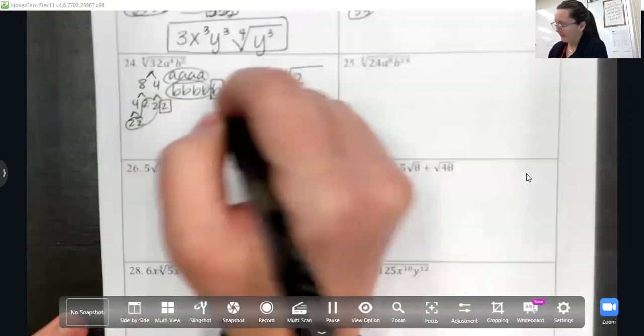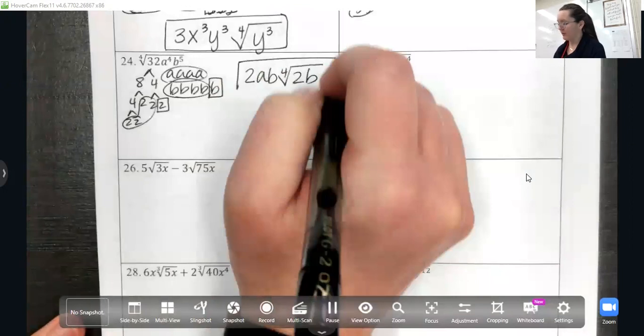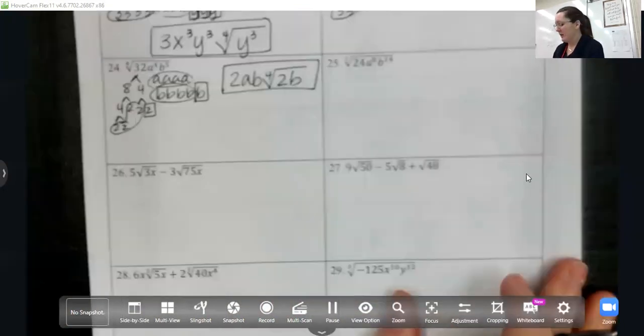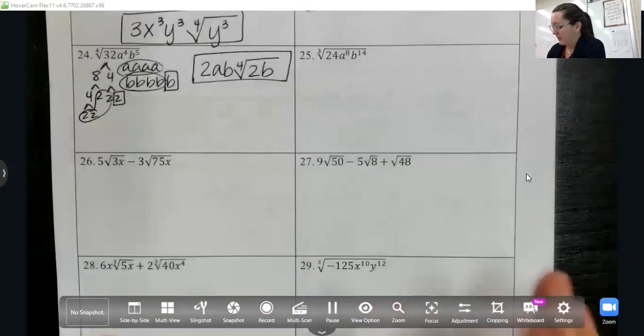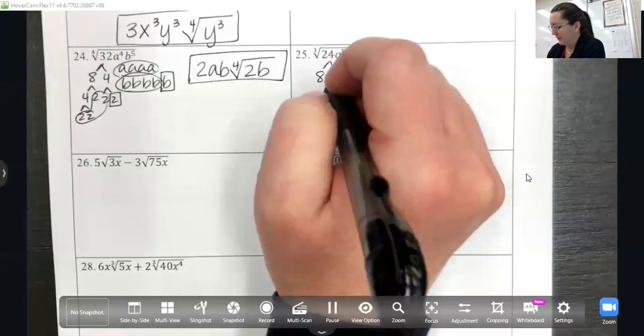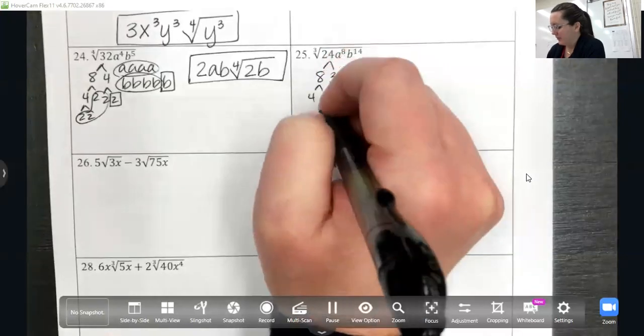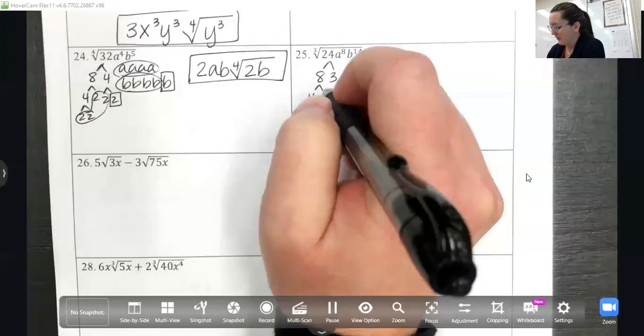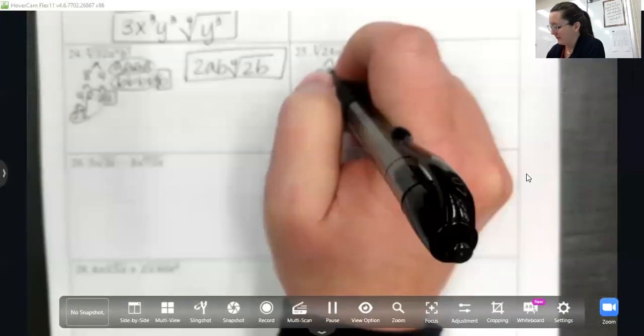What stays in? A 2, no A's, and 1 B. That's it. You guys are good at that one. We've done that a lot. All right, 24. Let's do 8 and 3, 4 and 2, 2 and 2. Looking for groups of 3. Group of 3 there. That one stays.